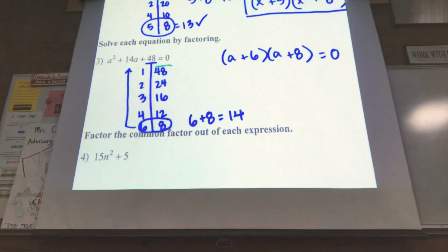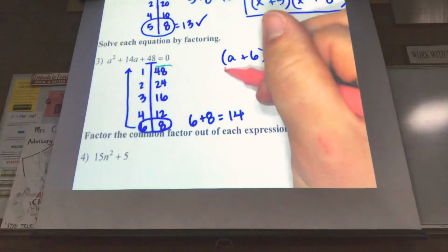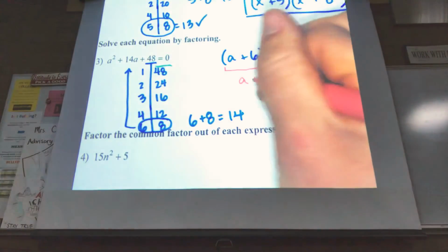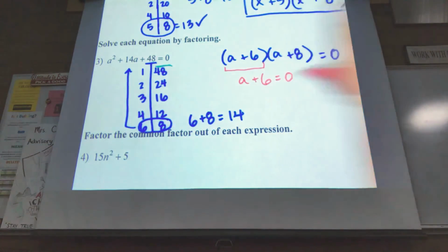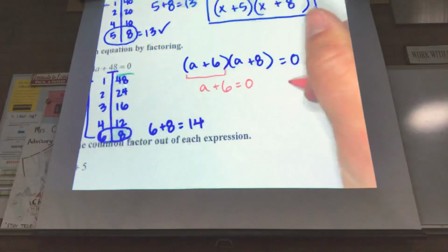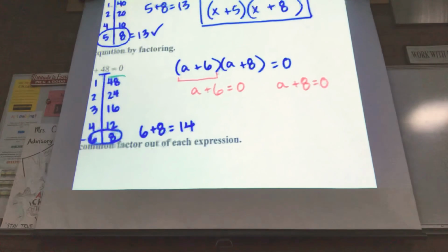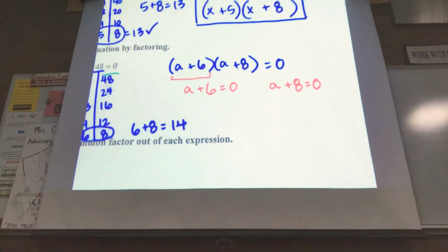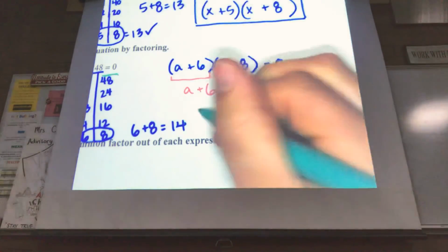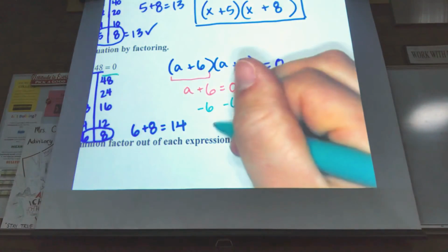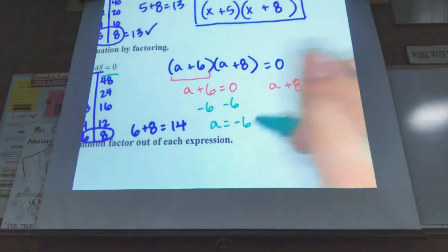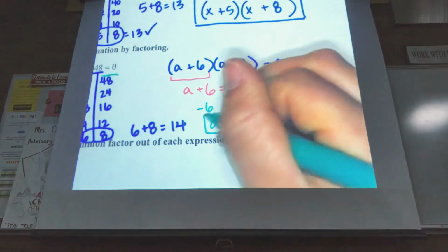The only thing we need to do now is take each one of these little pieces, a plus 6, and set it equal to 0, and then the other one, a plus 8 equals 0. Now we are actually going to solve it. These are both one-step equations. To get a by itself, all you need to do is subtract that 6. The opposite of plus 6 is minus 6. Subtract 6 from both sides. Our first answer is a equals negative 6.